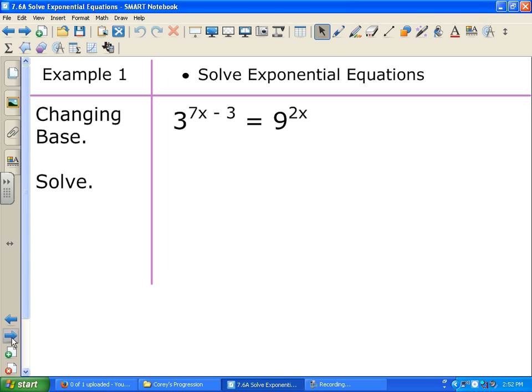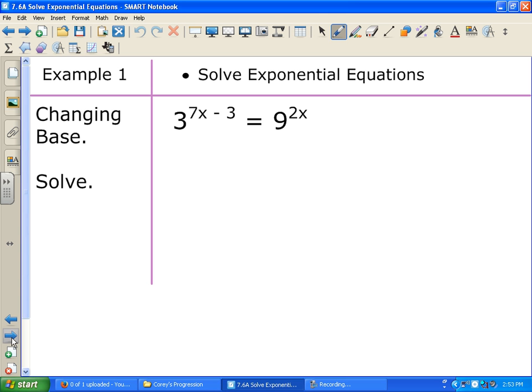We've got 3 raised to the 7x minus 3 equal to 9 raised to the 2x. Now you guys would tell me I'd probably do the same thing to both sides of the equation in order to get rid of the bases. Obviously we're trying to solve this equation for x, which means we need to get rid of bases. The only problem is, in this example, I have a base 3 on the left-hand side and a base 9 on the right-hand side. So I can't really do anything to get rid of the bases yet.